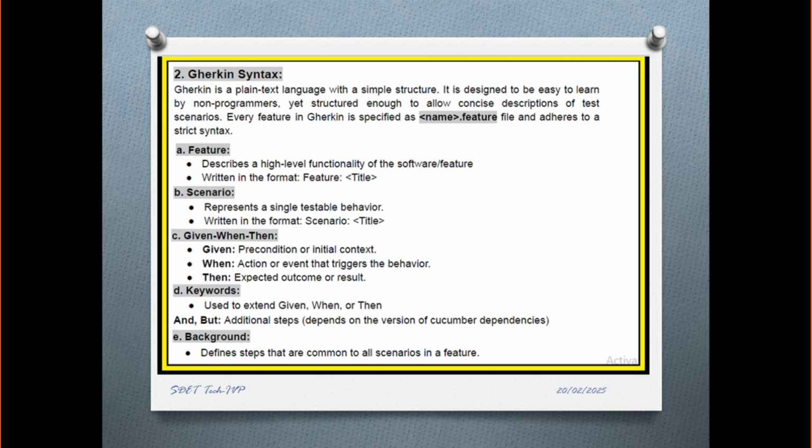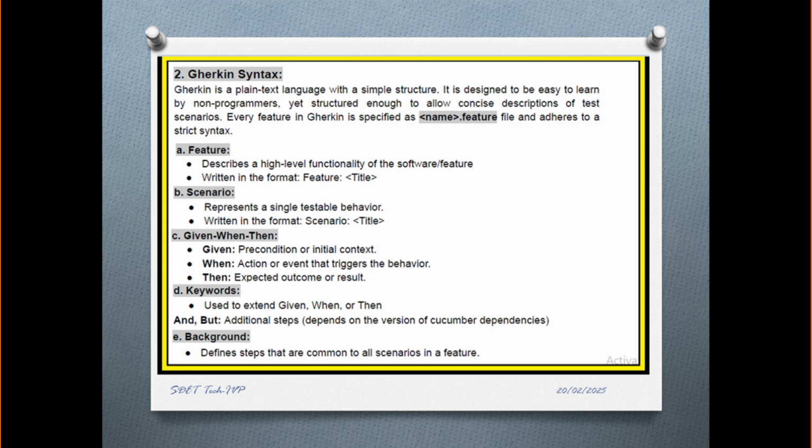Okay, the first one is syntax. What exactly does syntax say? Syntax means how the programming language will be written. Gherkin is a plain text English language with a simple structure. It is easy to learn for a non-programmer. This language is easily learned by a non-programmer who is not much aware of programming languages. So as per the feature file, he can read what exactly the test case written by the tester says.